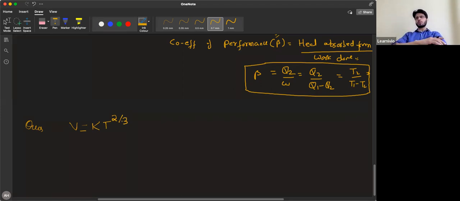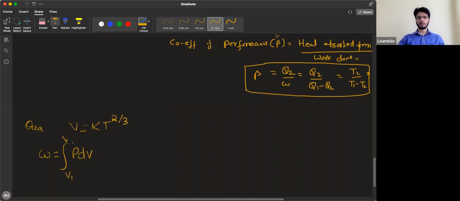Now, this V is kT to the power 2 by 3 is not an equation of any standard process. The standard processes that we have are isothermal, adiabatic, isobaric or isochoric. This equation will match with none of them. So to calculate work done in this type of case, you have to derive it from the initial formula. The formula of work done is the integral of PdV from V1 to V2.